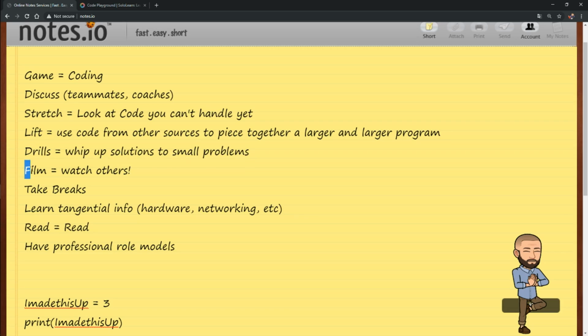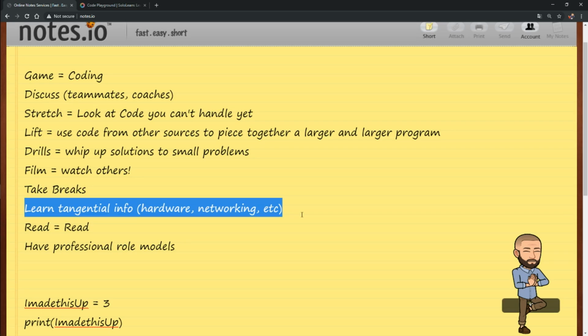Here we have studying film. That's important in coding, so watch others code and others problem solve. YouTube, again, is full of this stuff. Don't forget to take breaks or you'll injure yourself. Coding is such a mental exercise, you really do need those breaks.